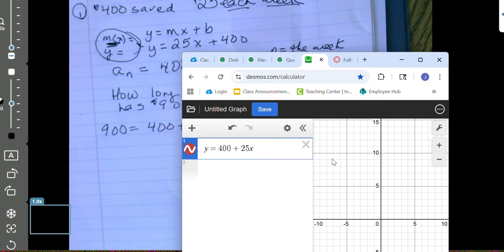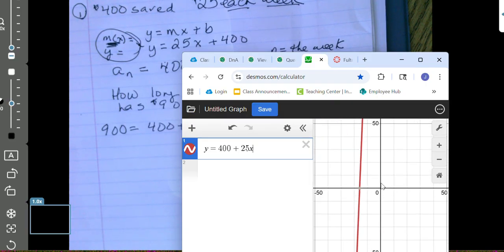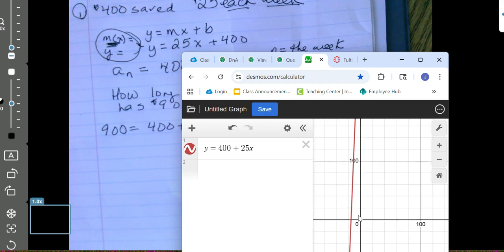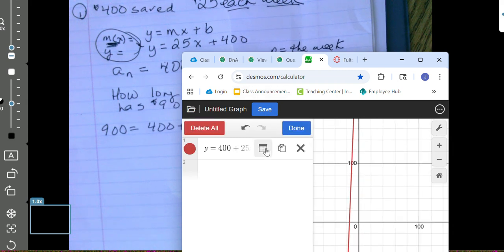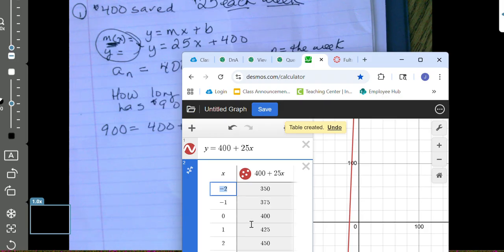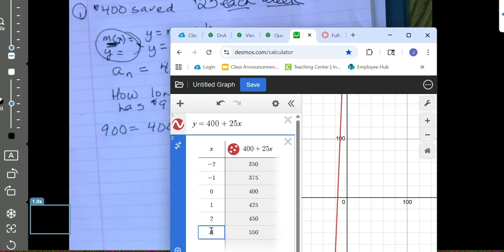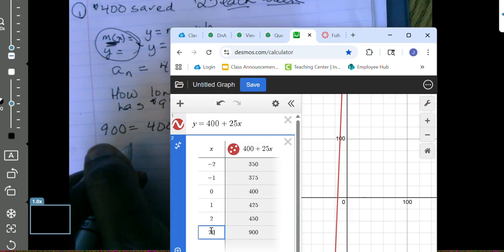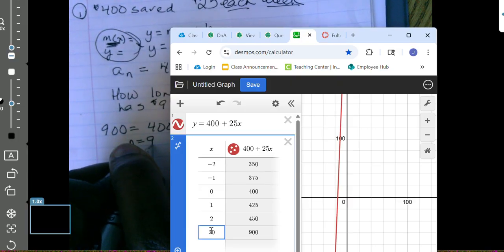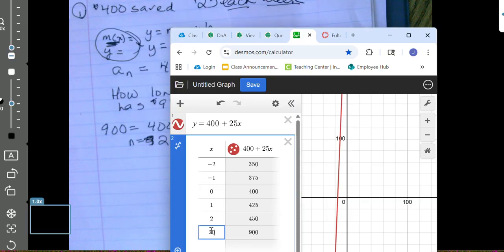All right, so over here on Desmos, here's the graph. I'm going to zoom out so we can see it. And they want to know when she will have $900. Go over here to the table, click the table. Now, look, this is kind of interesting because all we have is up to $450 for 2. What happens if we make this a 6? $550, 8, $675, 15 weeks, $755, 20 weeks, $900. So n will be equal to 20. And I used the table.